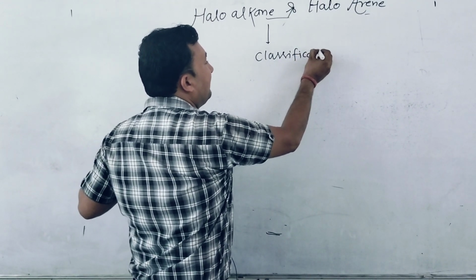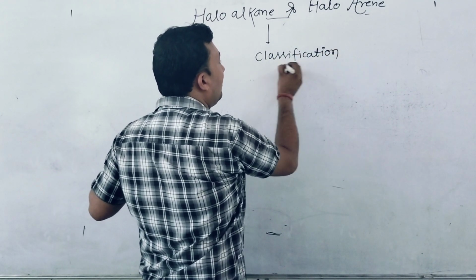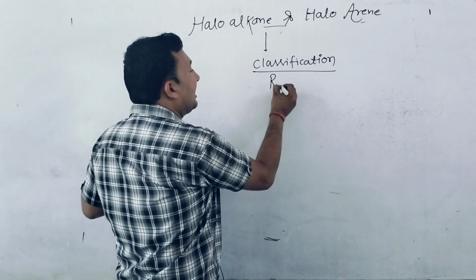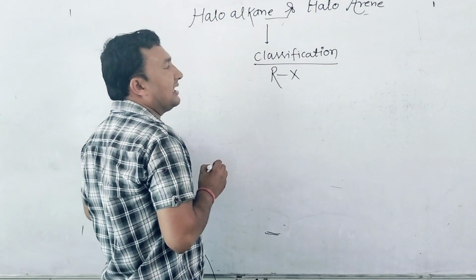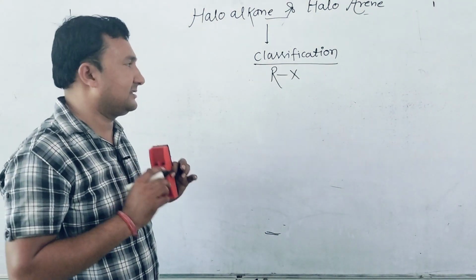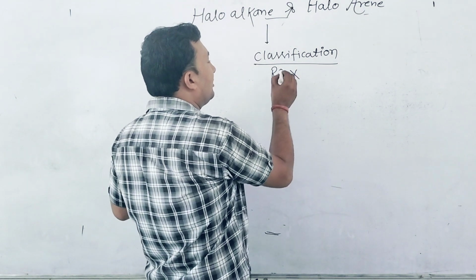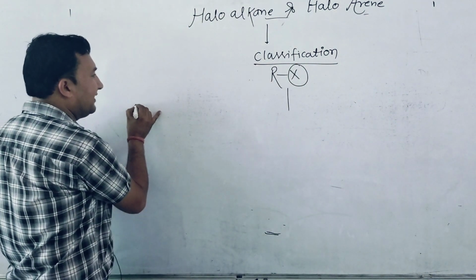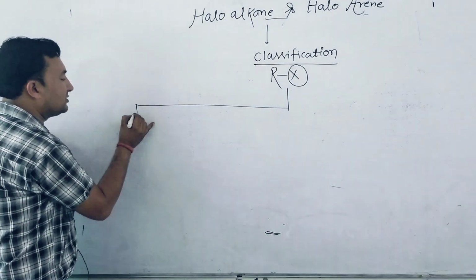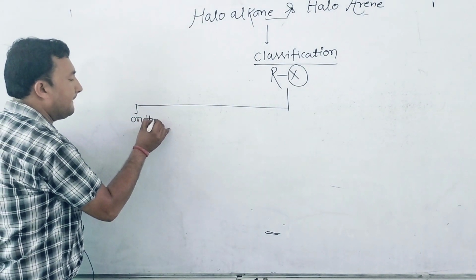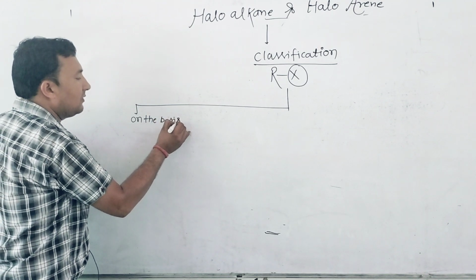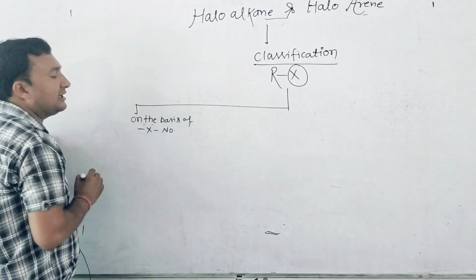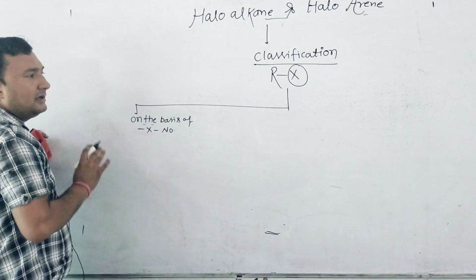Classification. When we are classifying any compound, we need some basis. As we have indicated alkyl halide by RX, we can now classify them on the basis of three things. First, we can classify them on the basis of halogen number. So the first kind of classification of alkyl halide is on the basis of halogen atom number, which you can classify at the initial level.